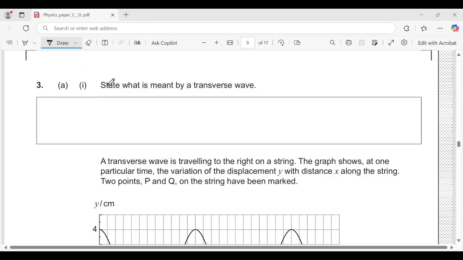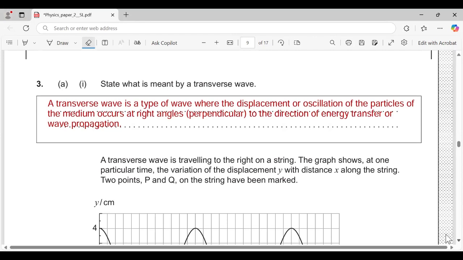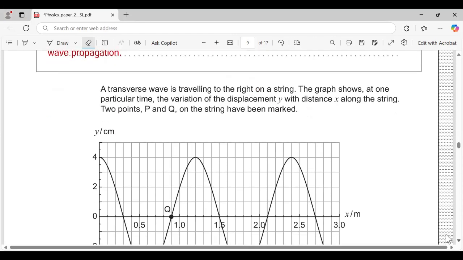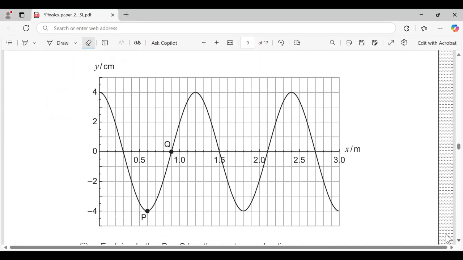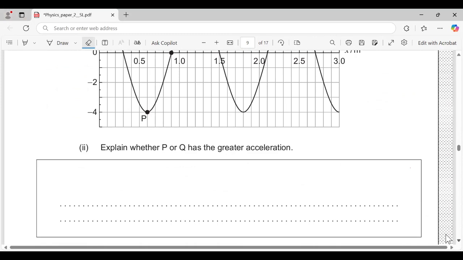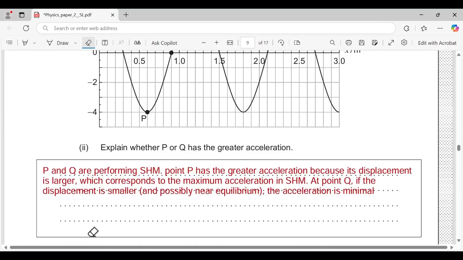Number 3, state what is meant by a transverse wave. I have provided my answer. A transverse wave is referring to the line on a string. The graph shows at one particular time the variations of displacement y with distance x along the string. The points P and Q on the string have been marked. Explain whether P or Q has the greater acceleration. I have provided my answer about this.